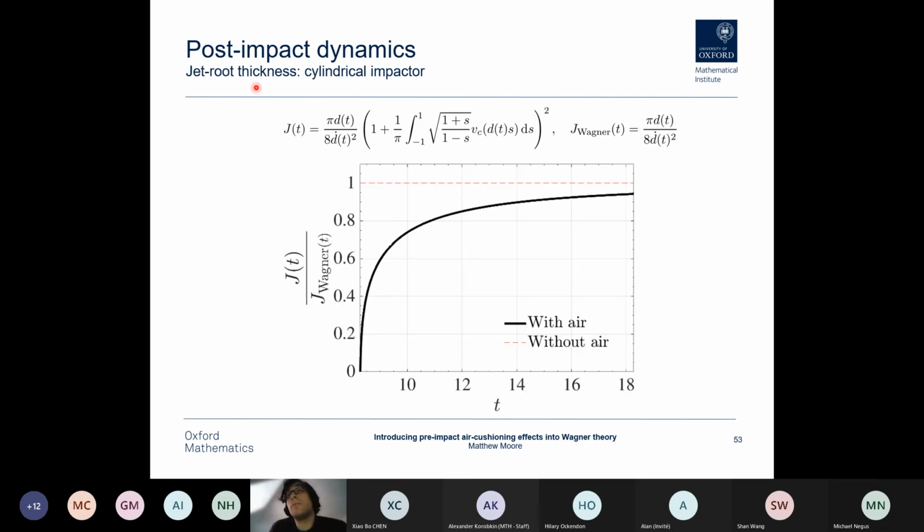Lastly, I'm just going to show you predictions of the thickness of the jet in the jet region. We had this expression earlier, but now we've got D, we can compare what it looks like to the classical Wagner problem. If you plot the ratio between the two, then early on, obviously the ratio is very small, and so the air has really reduced the amount of liquid going into the jet. But then as time increases, again, we approach the Wagner solution. So we again get the significant change due to the effect of the air.